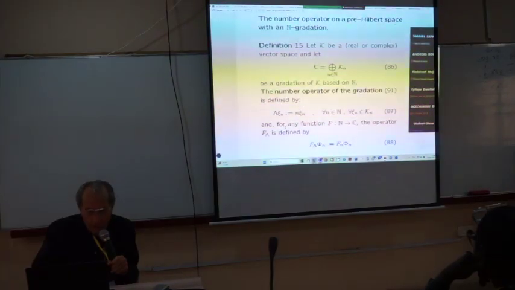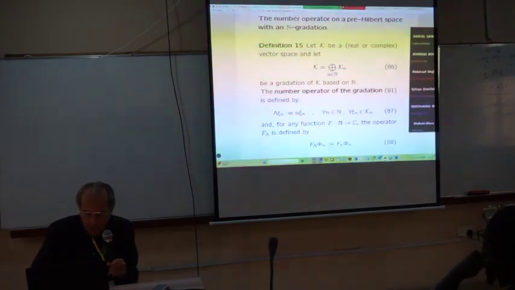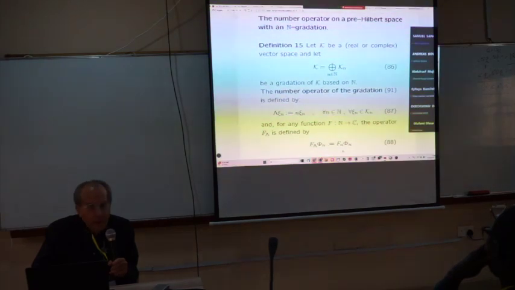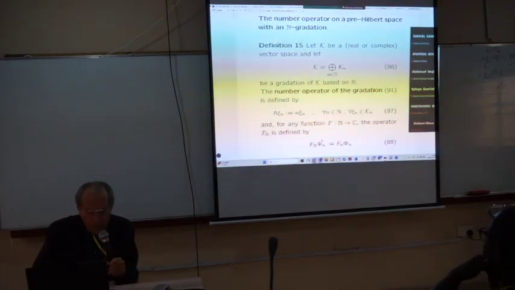So I can define a function of this operator lambda: if f is any function from the natural integers to the complex values, I can always define a new operator by saying that the phi n are eigenvectors of f of lambda with eigenvalue f of n. So they are completely defined on the pre-Hilbert space, because any element of the pre-Hilbert space is a finite linear combination. This is extended by linearity because the phi n are orthogonal.